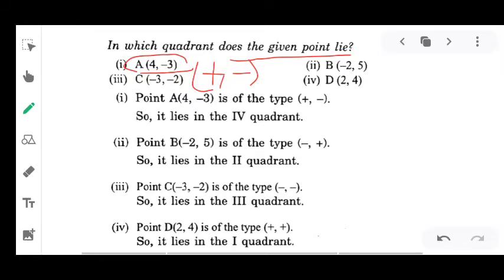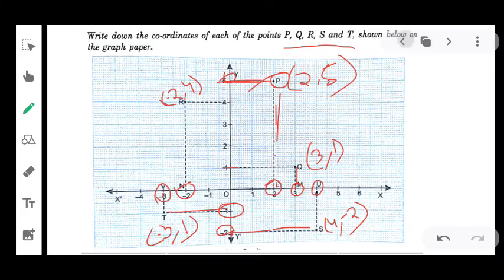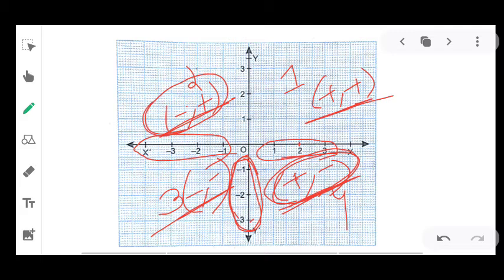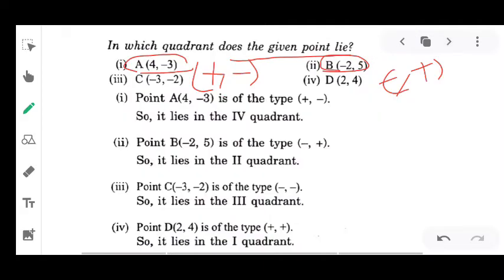Clear? Now the second question, b, minus 2 comma 5. Minus 2 means minus, and plus 5, so minus plus. So this point is of the type minus plus. Minus plus means this point will lie in the second quadrant, because the sign of the second quadrant is minus plus. So the point b, minus 2 comma 5, will lie in the second quadrant.